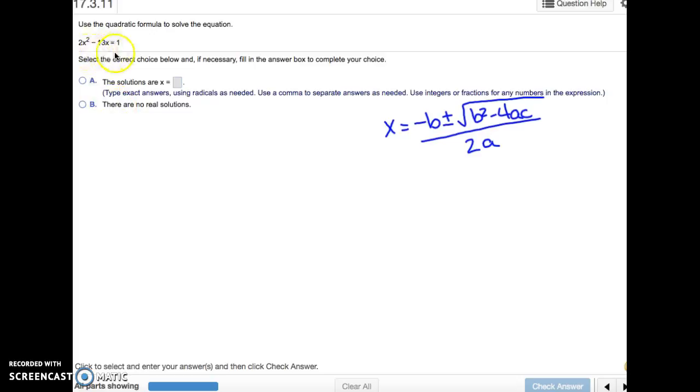So looking at this next problem, first thing that I see is it has equal 1. And I'm not going to be able to do anything with my quadratic formula until I get that equal to 0. So I'm going to keep it 2x squared minus 13x. And I have to subtract this 1 to the other side of the equation so that now it equals 0. This means my a is 2, my b is negative 13, and my c is negative 1.